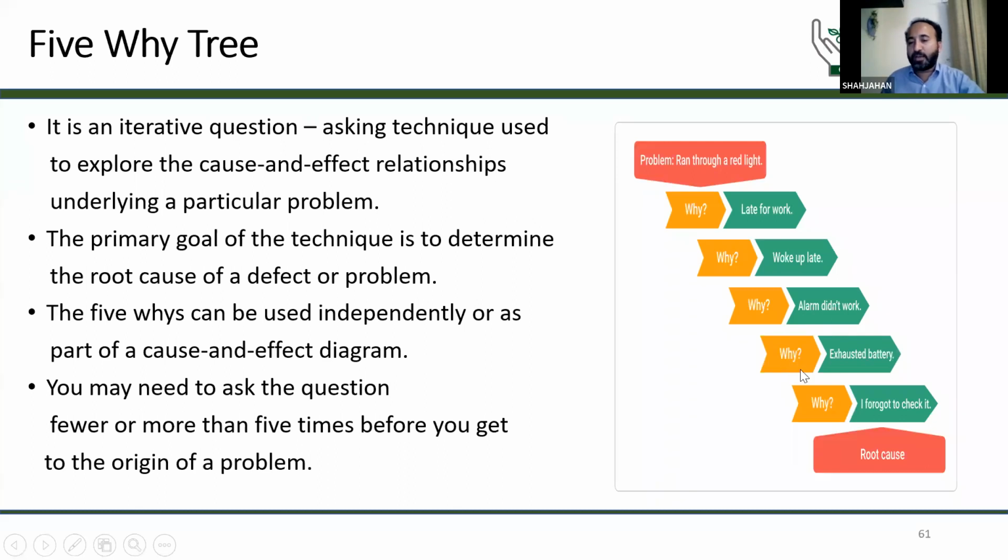Then the fourth question, you will ask, why didn't your alarm work? Because of an exhausted battery. Then the fifth question, you will ask, why was your battery exhausted? I forgot to check it. So the root cause is this one: he forgot to check his phone, that he did not check whether his battery was charged or not. So this is just an example.